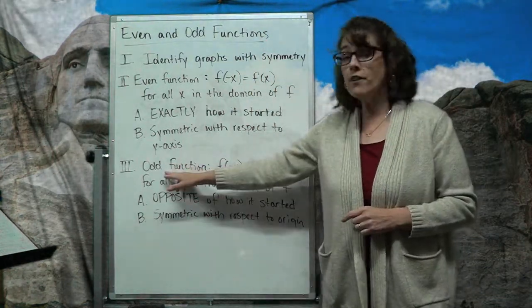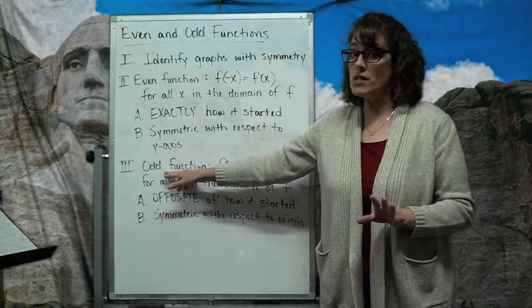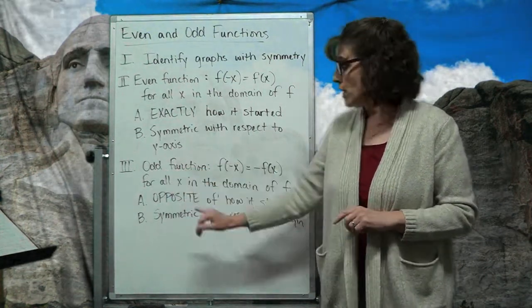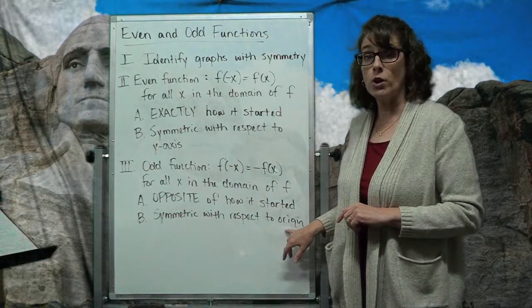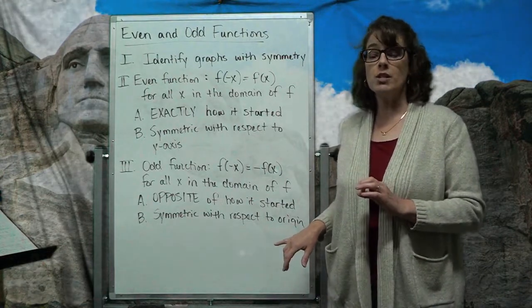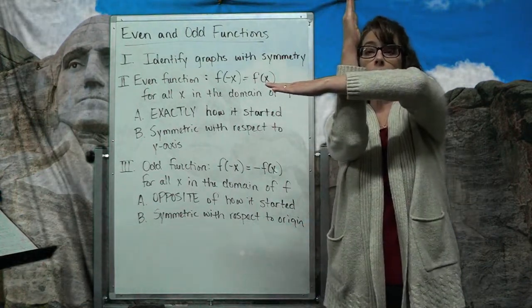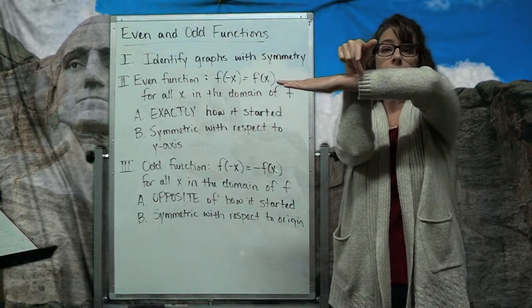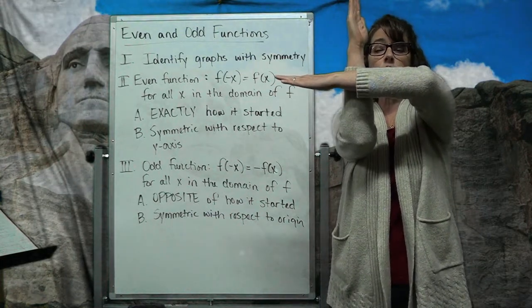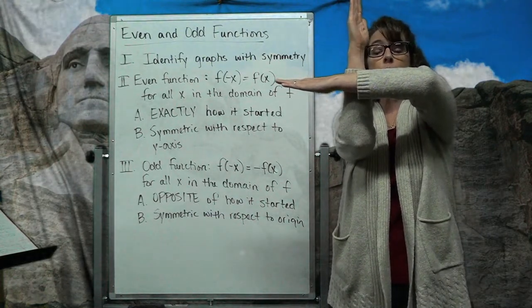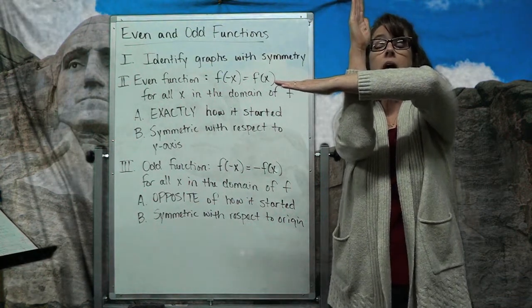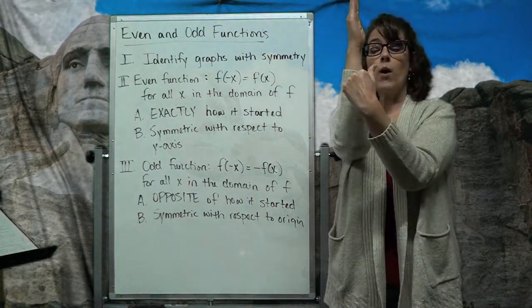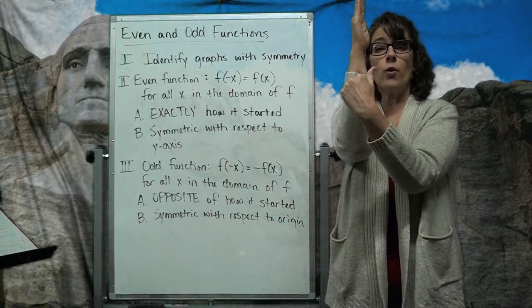Now, if it's an odd function, then you still have symmetry, but not the same type of symmetry. You have symmetry with respect to the origin. Now, respect to the origin simply means, okay, here's my 2D coordinate plane. My origin sits right here where the two axes cross. So if I have symmetry with respect to that origin, what that means is I'm going to put a pin right there at that origin on the graph.